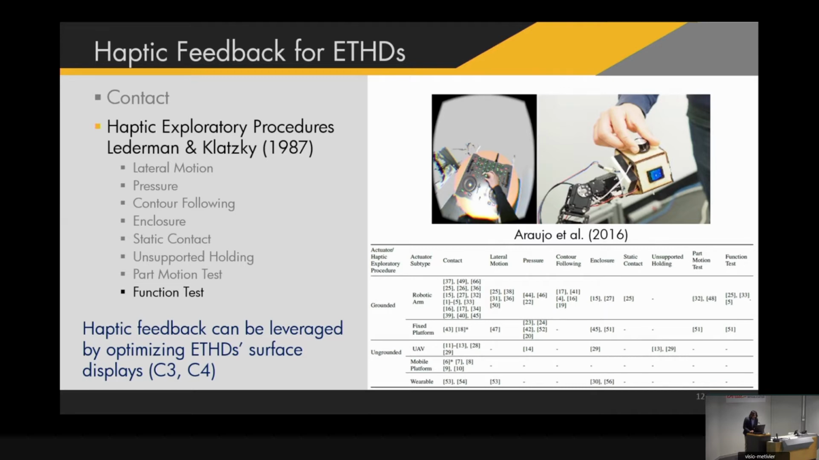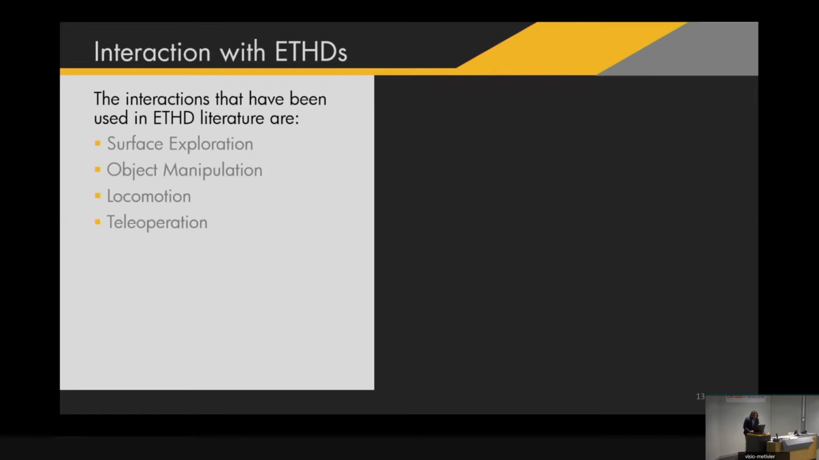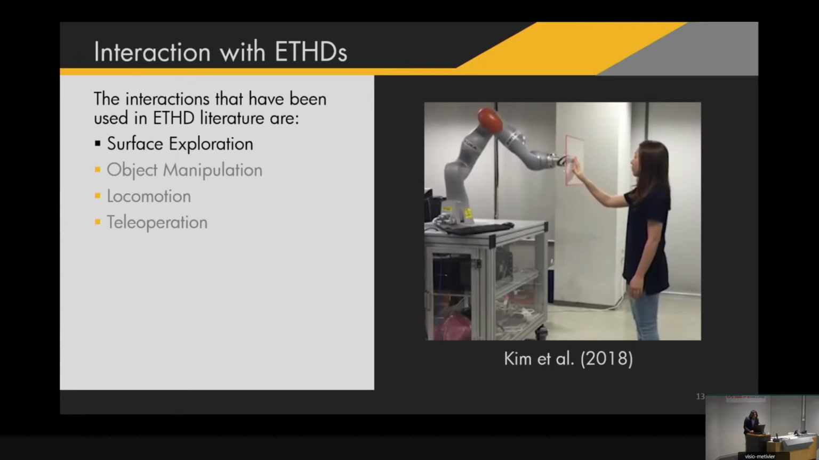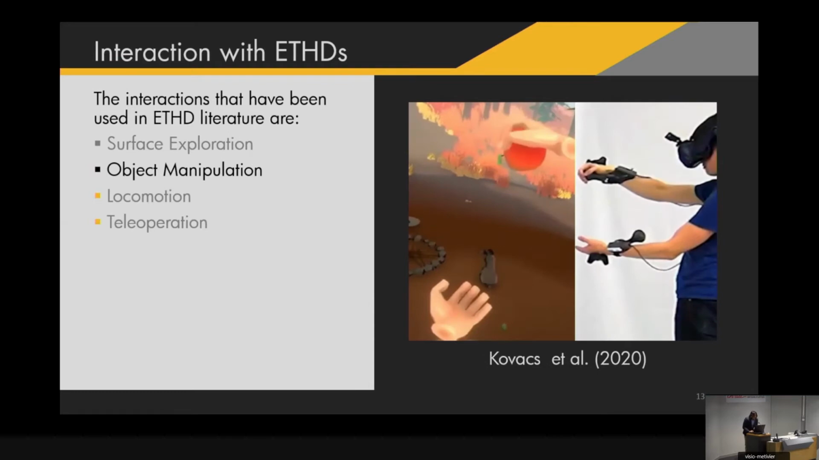So as we can see, haptic feedback can be leveraged by optimizing the ETHD surface display, because there are some limitations that we're going to further discuss, and we're further going to address in the following contributions. And in matters of interaction with ETHDs, what we can do is surface exploration, and what we mean by that is to touch a surface within a virtual environment, to explore it, to actually perceive its properties, perceive its shape, its textures, for instance. And we also have object manipulation within the context of ETHD, which refers to actually grasping an object, releasing it. And we also have locomotion.